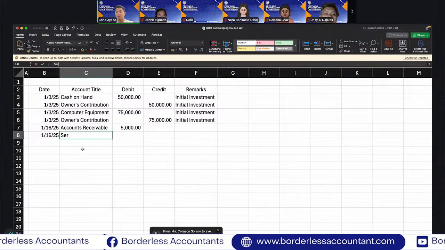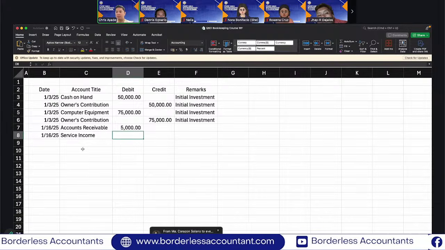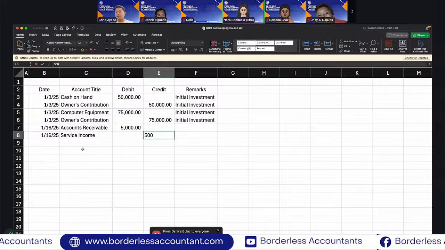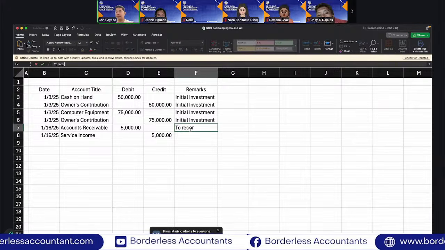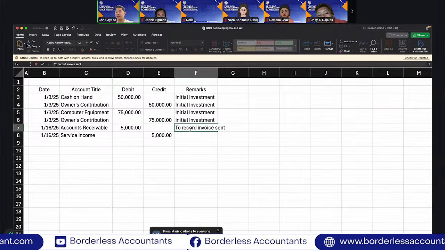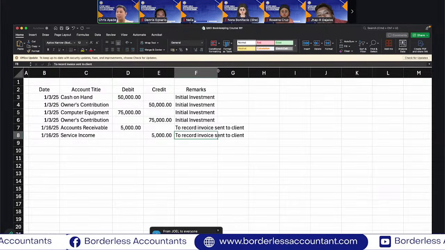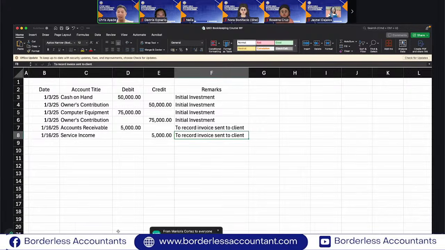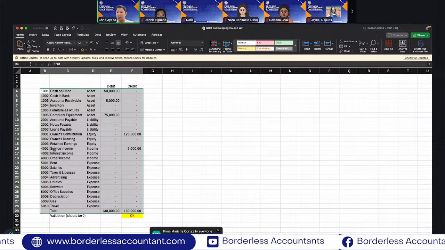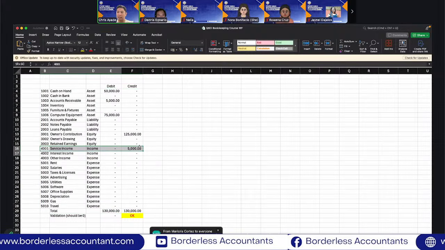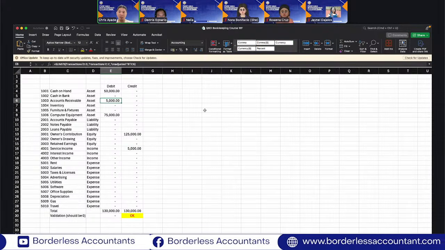We're gonna record service income. Debit ba or credit? Credit. Right. So lagay natin dito to record invoice sent to client. Something like that. Right? So what happens now to our unadjusted trial balance? Pag-update siya, di ba? Tingnan nyo. So now, there you have your service income 5,000, di ba? Tapos naka-receive ka din ng accounts receivable 5,000, wala naman to kanina, di ba?